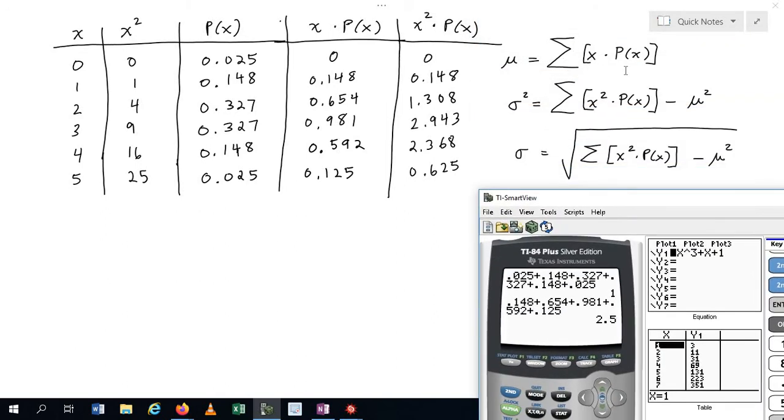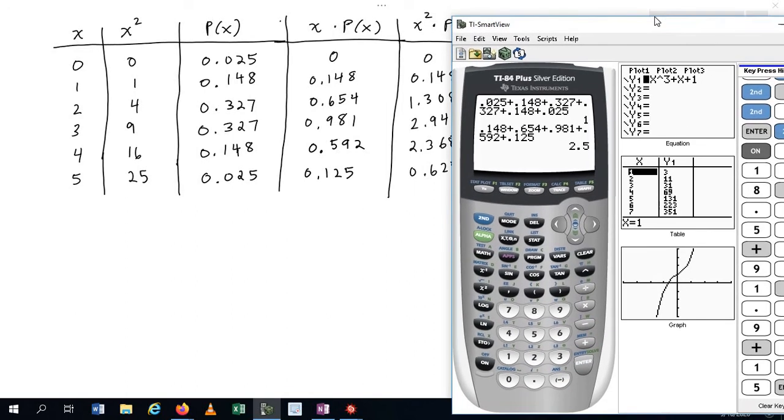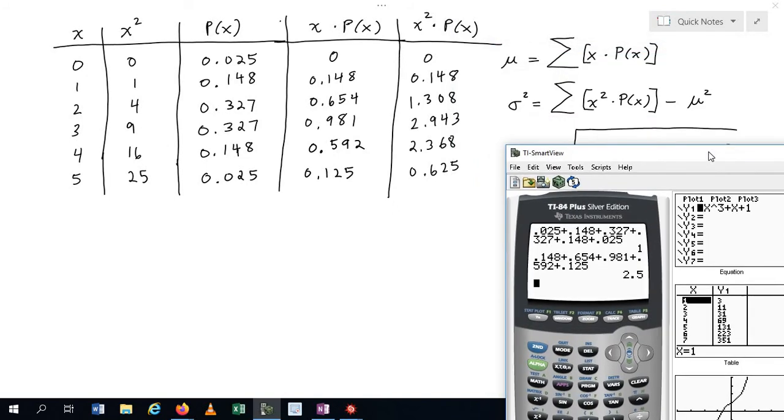Okay, again, we're using this formula here. So we just took x times p for each x value, and we listed them in this column. And then this means we add them up. We sum them up. And when we sum them up, we get 2.5. Okay, so that's our mean for this probability distribution.